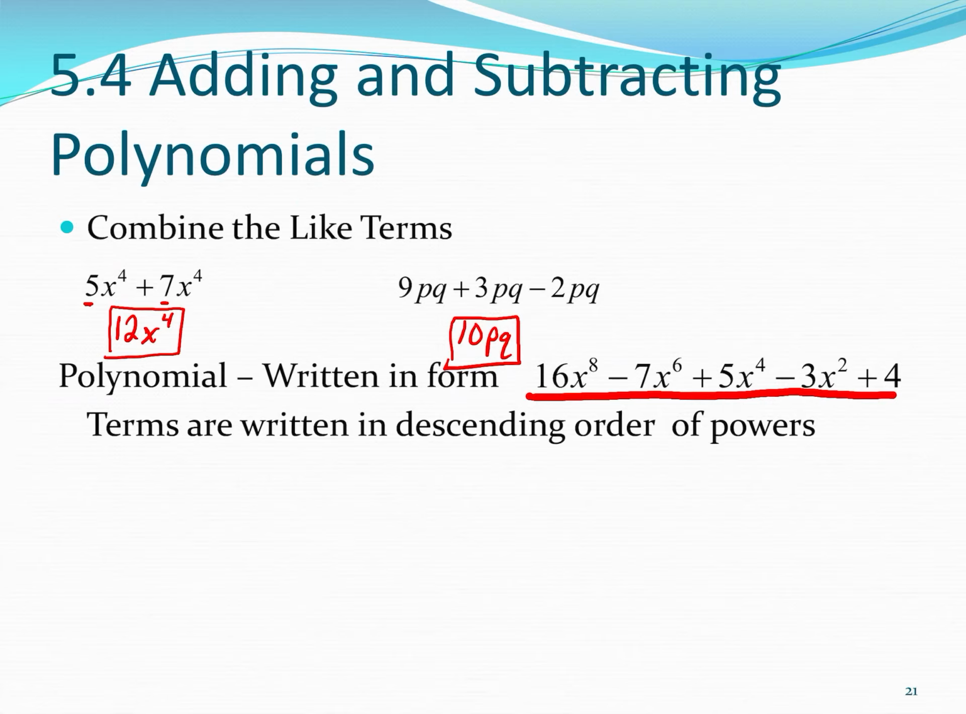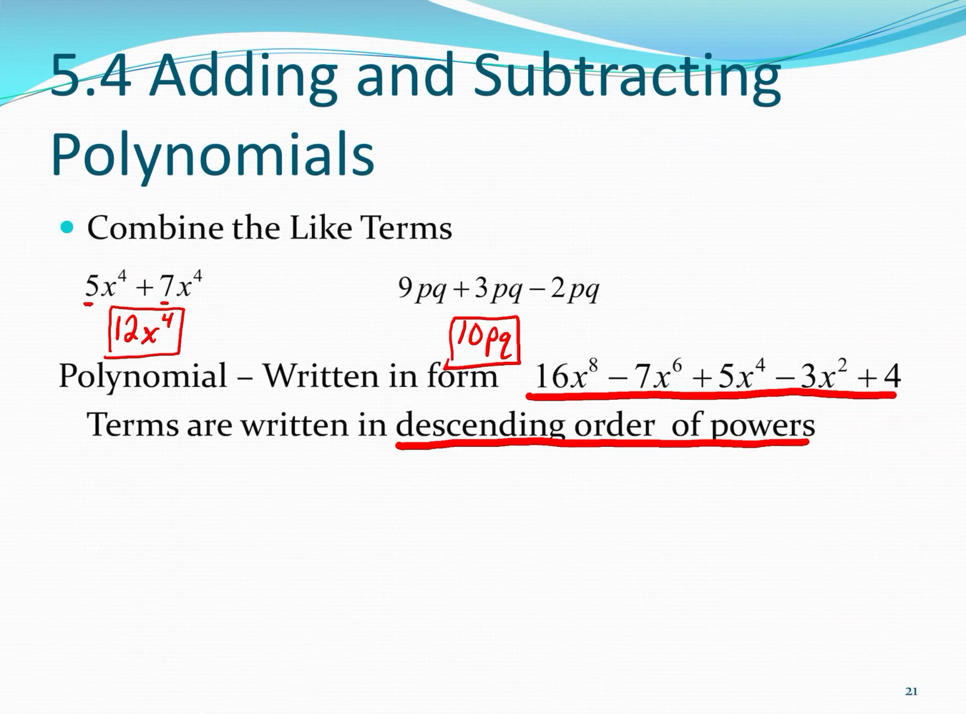All these things are added and subtracted together, multiplied or divided together. So each term is added and subtracted. Within that term, you have some things either multiplied or divided. And so our general form is going to look like this example: 16x to the 8th minus 7x to the 6th plus 5x to the 4th minus 3x squared plus 4.